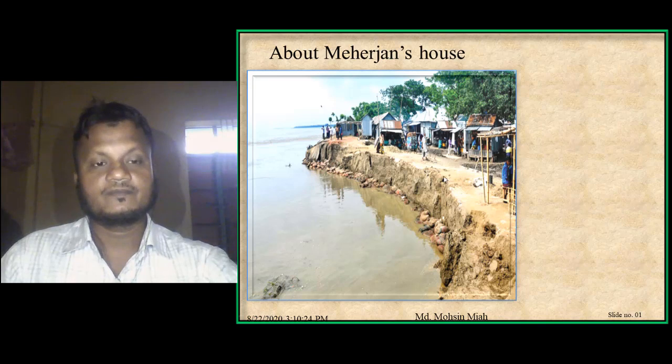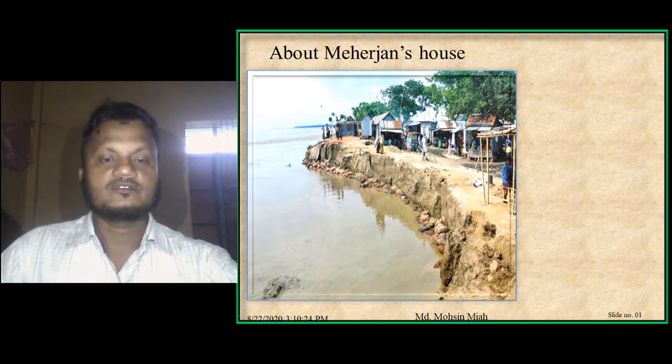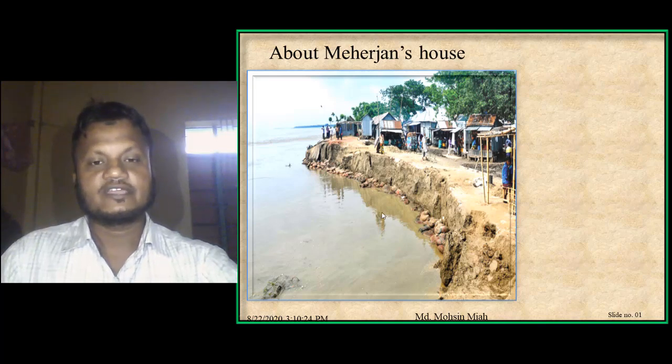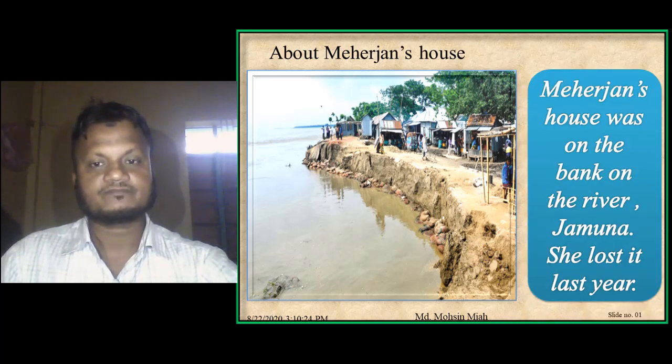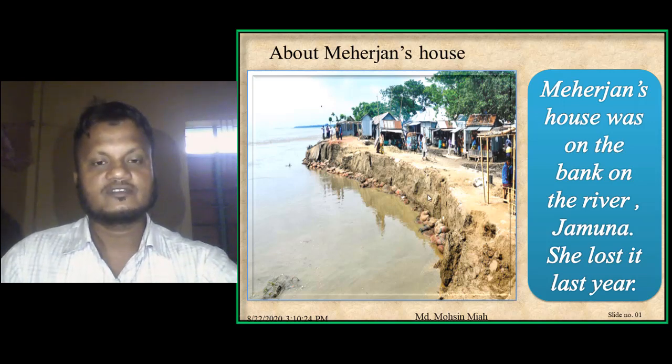Dear learners, like this place, Meherjan had her house. Her house was situated in front of the river, and because of river erosion, her house had been lost. Now she has no land and no house to live in for this season. She is not staying in her own village.